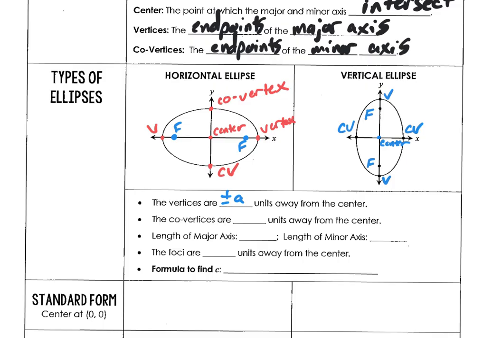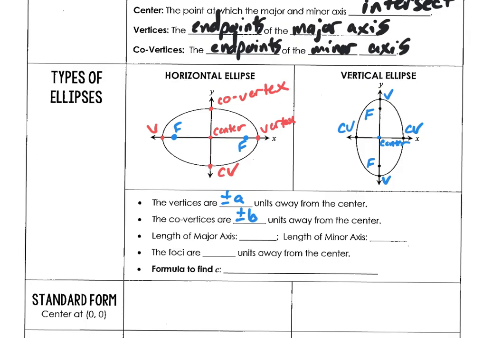Okay, same thing for the covertices. The covertices are always the same distance away from the center, but we call this our B value. So B units up and B units down. And that would be our covertice. And we always use B for the covertices. Over here, this would be my A value, this would be my B value, because this is the longer axis, this is the shorter axis. So that's the one thing that changes on the vertical ellipse is you still have an A value and a B value, but now my A value is vertical and my B value is horizontal. So they just flip-flop it.